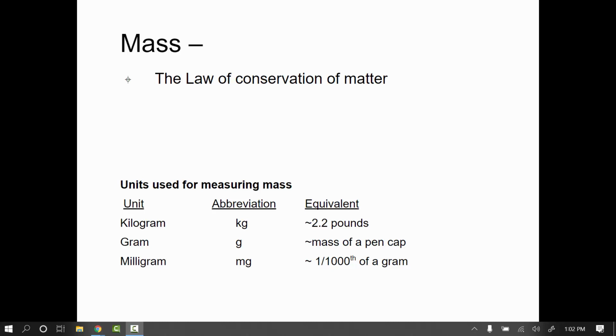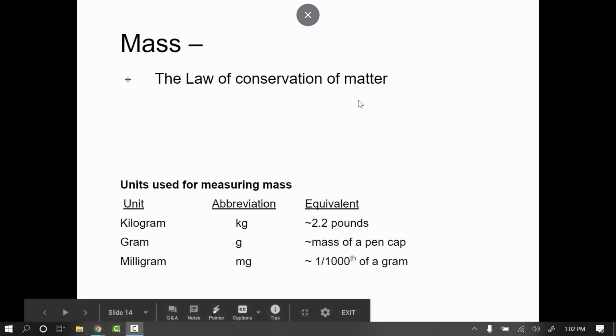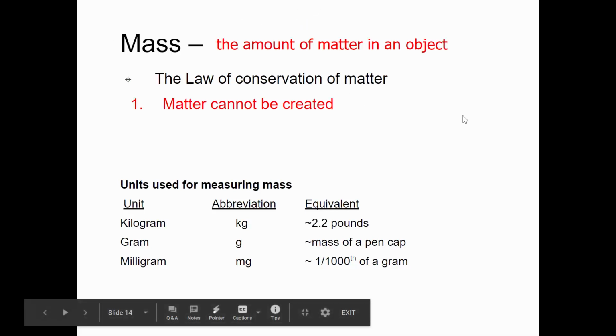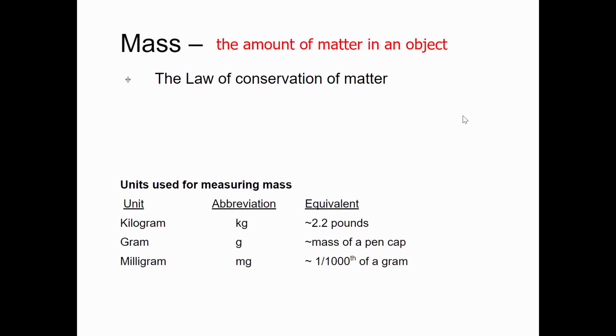So today we talk about mass first, and then we'll move on to density. As we just talked about in our question of the day, mass is the amount of matter in an object. So how much matter is there in an object?